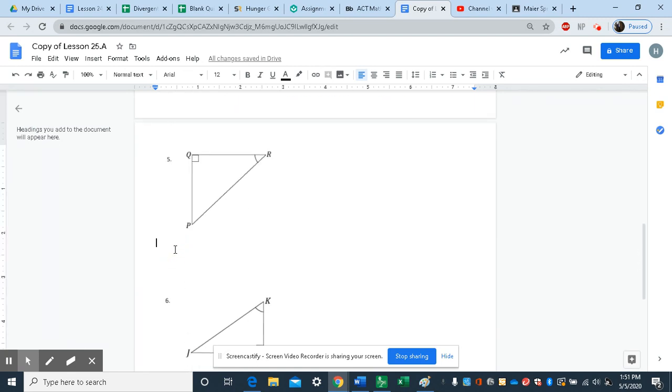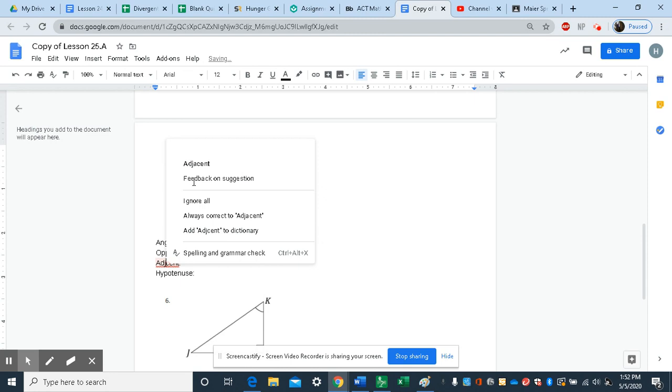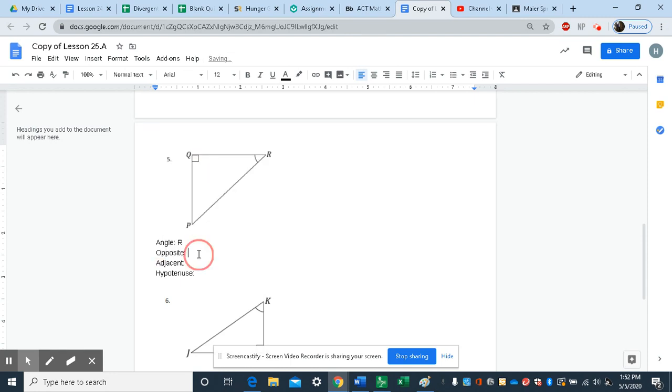Our first step is to identify the angle. We look at the two acute angles and find the one that's marked. The one that's marked in this case is angle R. So the angle we're dealing with is angle R. Now we need to find our opposite, our adjacent, and our hypotenuse. Yes, I will fix that spelling. There it is. We're going to look at the side that's opposite angle R, so we go across the triangle to PQ.